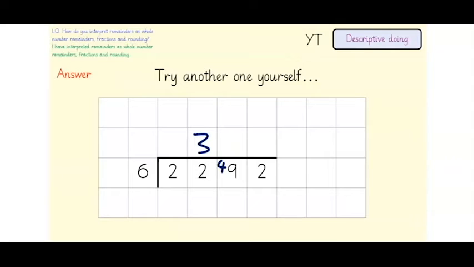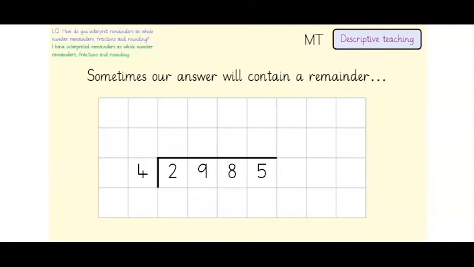49 divided by 6 is 8, because 6 times 8 is 48, and I'll have 1 left over. 12 divided by 6 equals 2. Give me an answer of 382. Sometimes our answer will have a remainder. Let me show you what I mean.